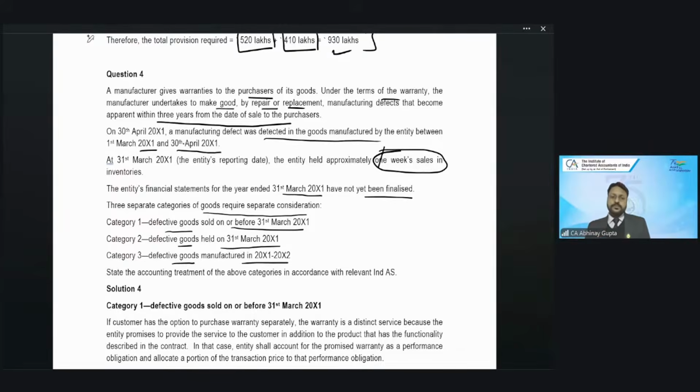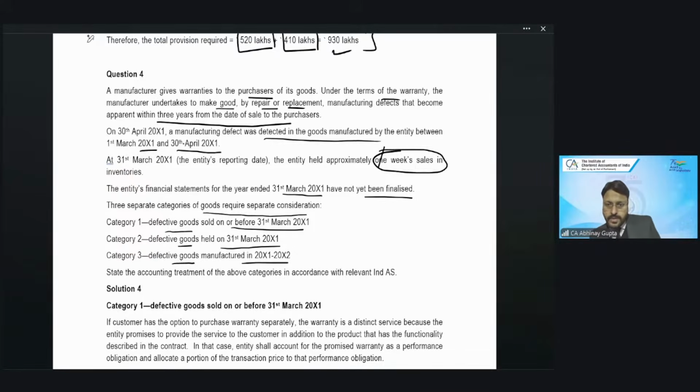And category two, defective goods which are not yet sold but lying in inventory on 31st March. Provision required or not? What is your thought? Yes, sir. It is a manufacturing defect, sir. Definitely that event is after the end of the reporting period. No, no, no. I mean to say that it's defective goods held on so and so date, but the event which happened after this period is an adjusting event.